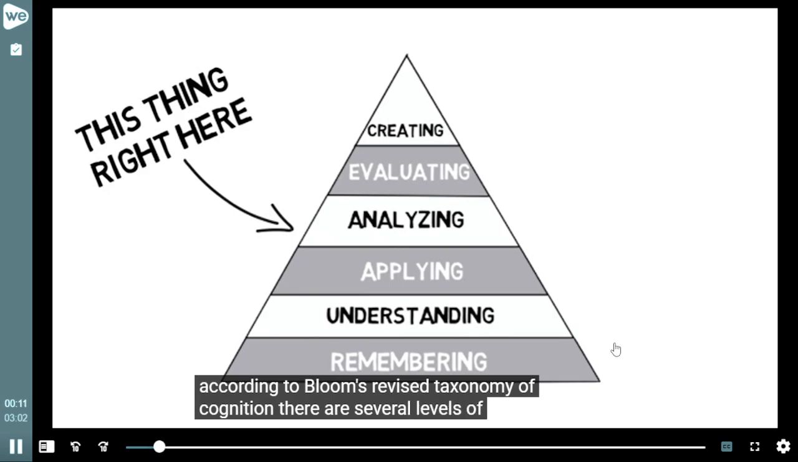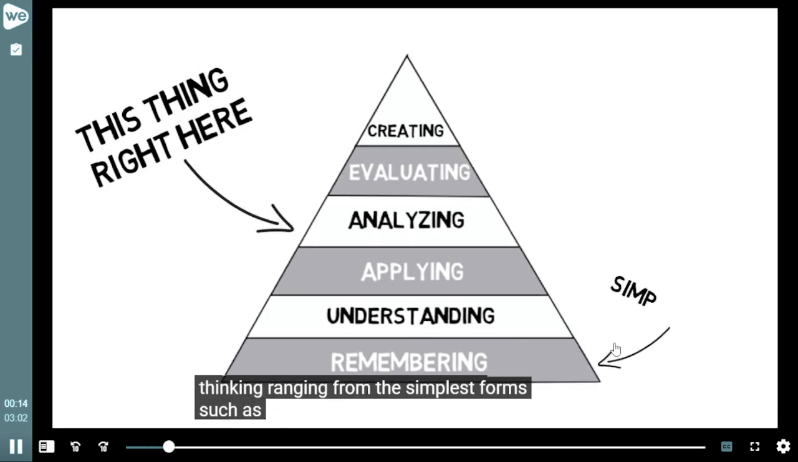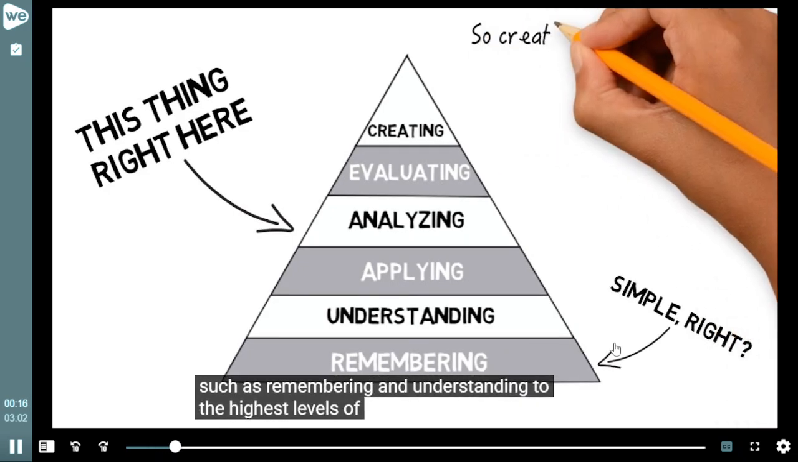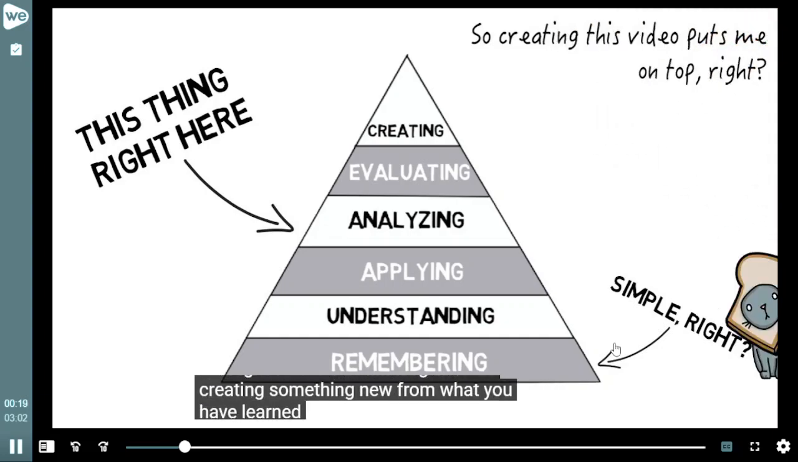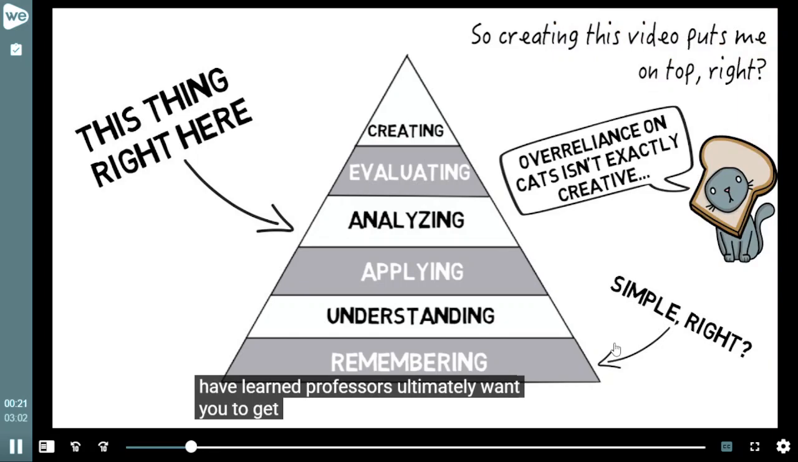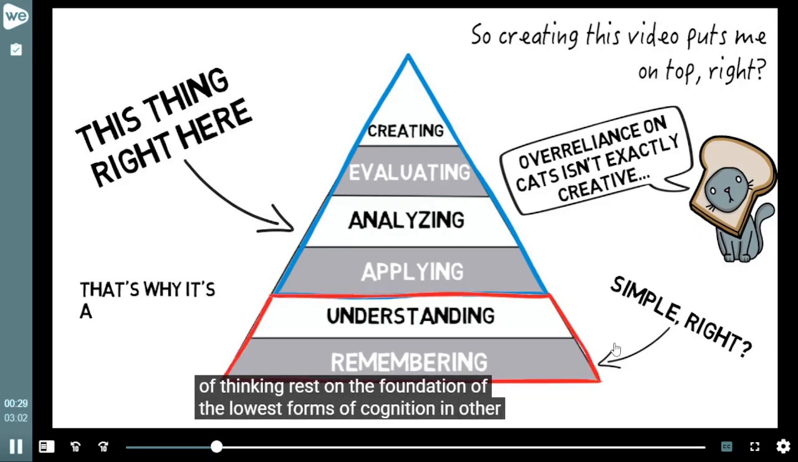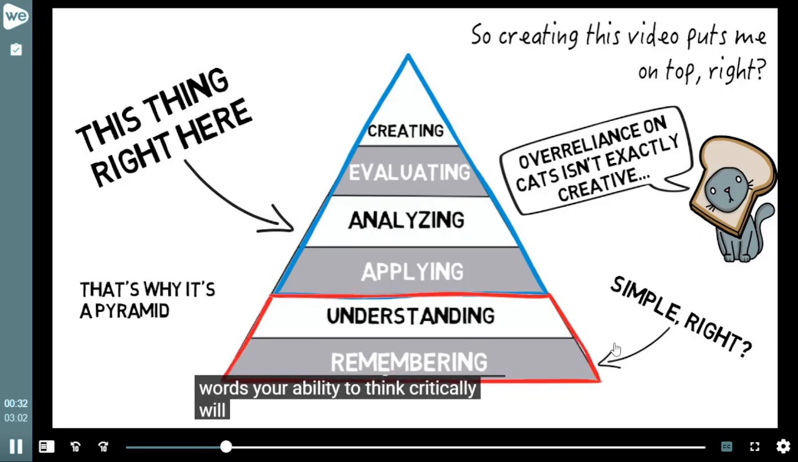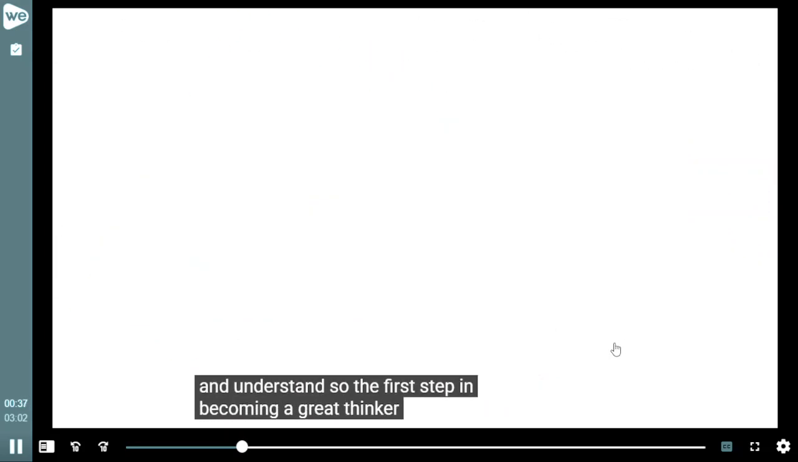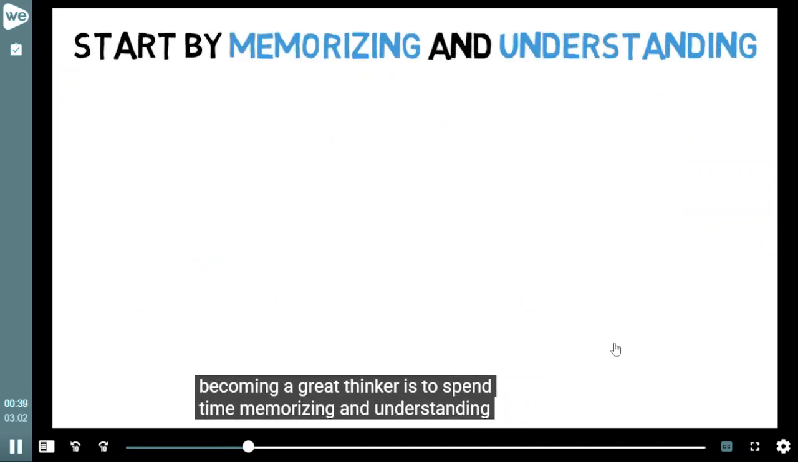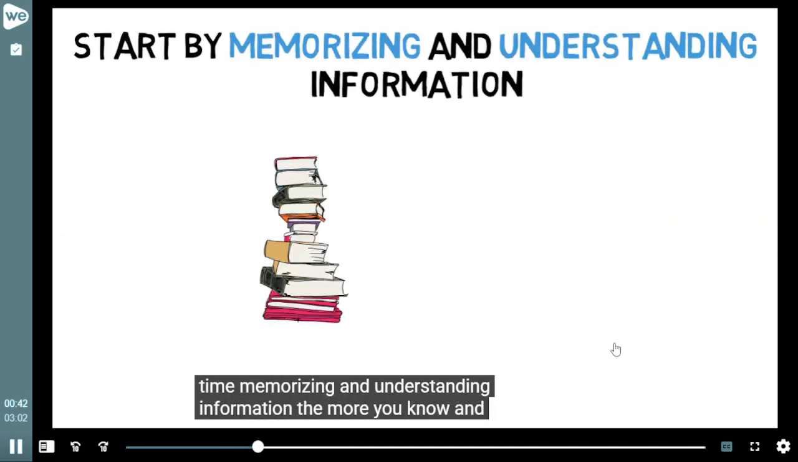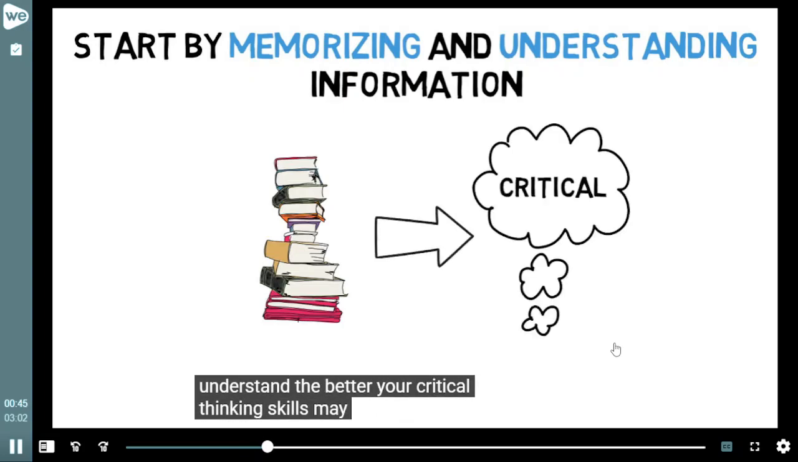According to Bloom's revised taxonomy of cognition, there are several levels of thinking, ranging from the simplest forms, such as remembering and understanding, to the highest levels of thinking, such as creating something new from what you have learned. Professors ultimately want you to get to the highest levels of thinking, but notice, the highest levels of thinking rest on the foundation of the lowest forms of cognition. In other words, your ability to think critically will depend in part on what you remember and understand. So, the first step in becoming a great thinker is to spend time memorizing and understanding information. The more you know and understand, the better your critical thinking skills may become.